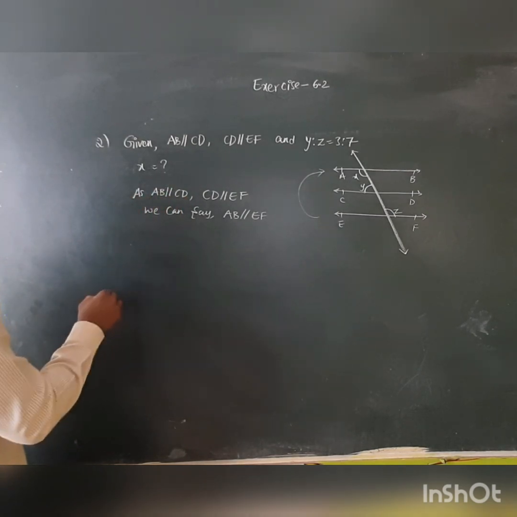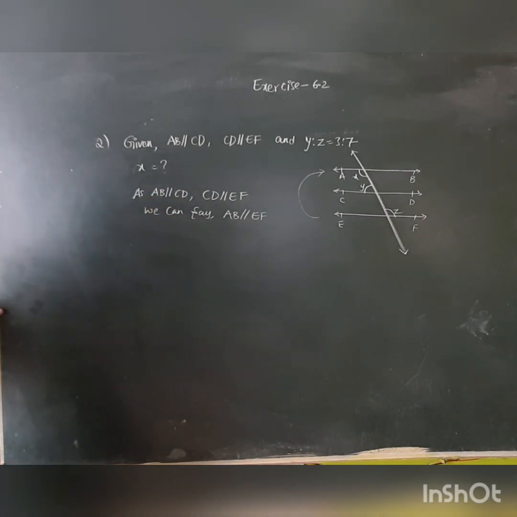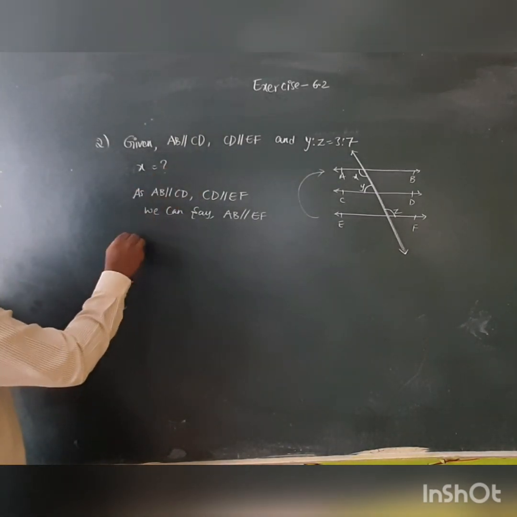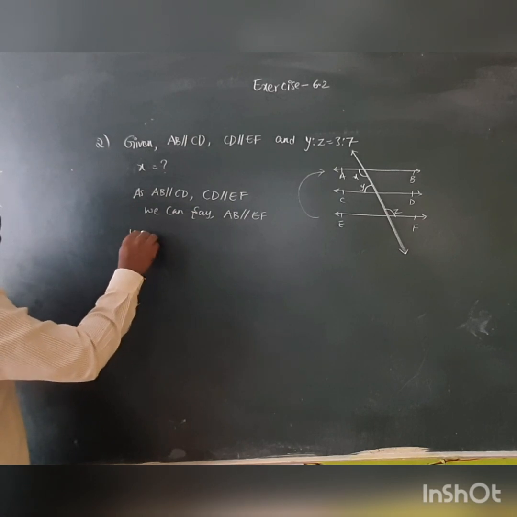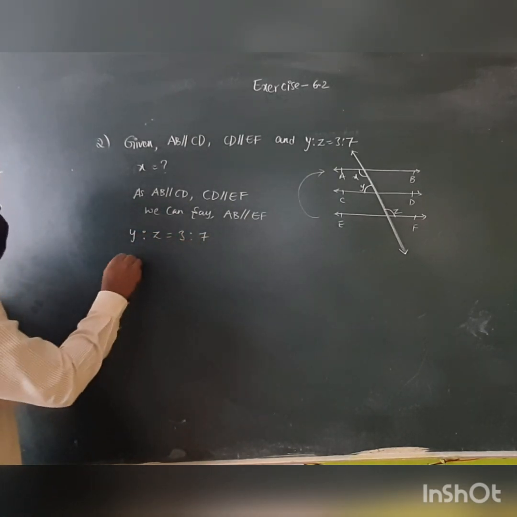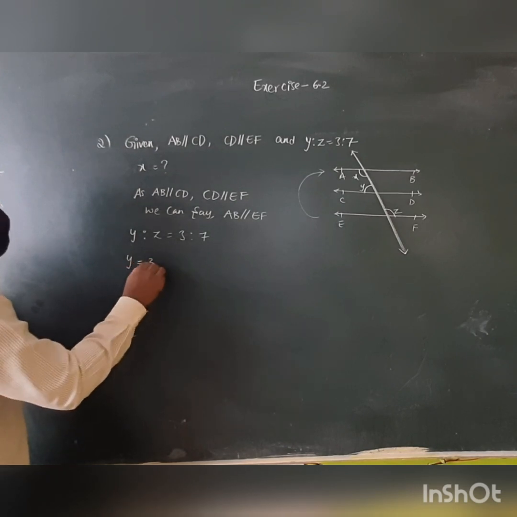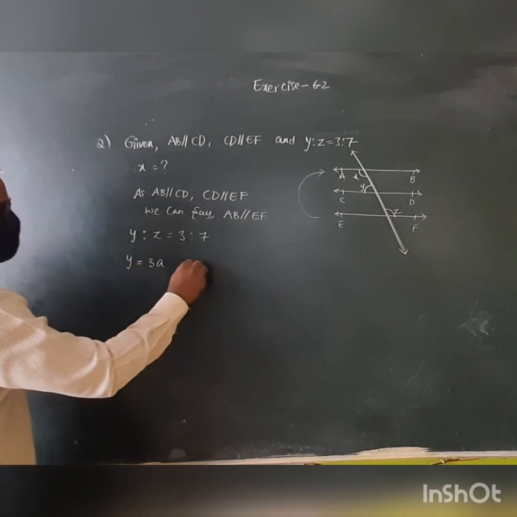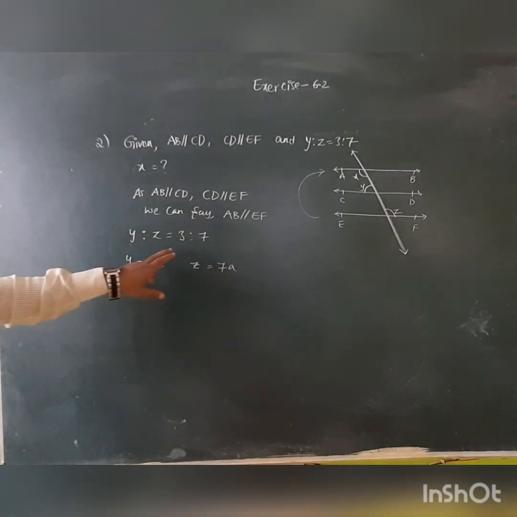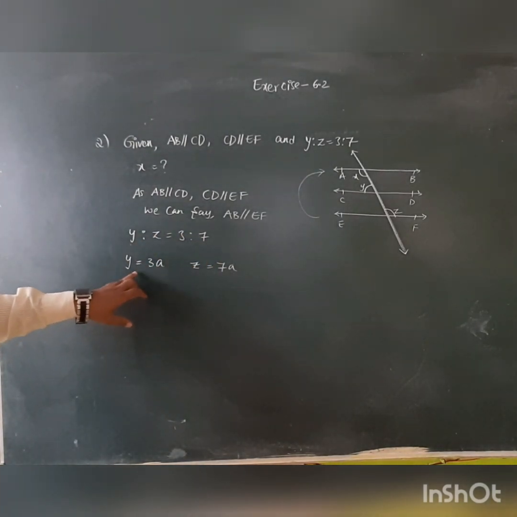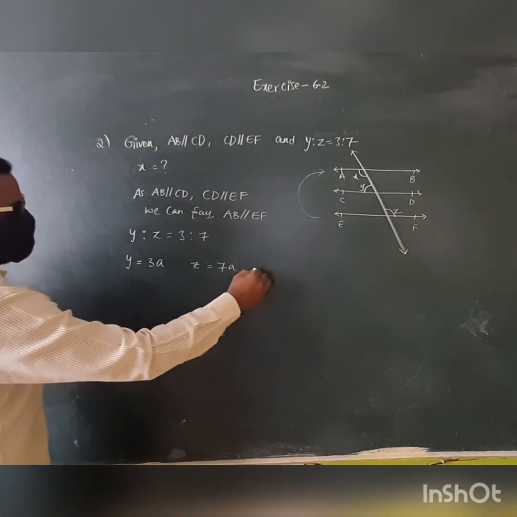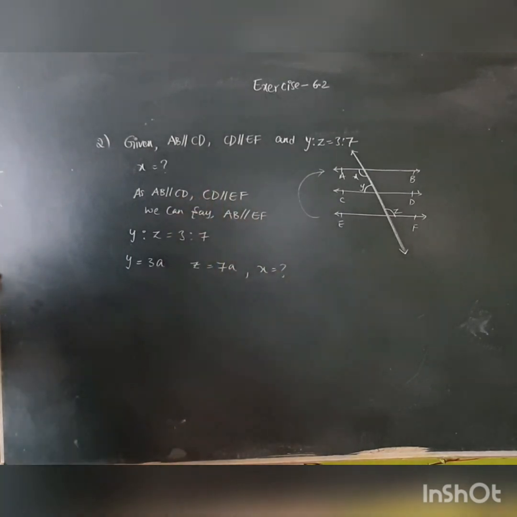And from the question itself, we can observe y is to z equal to 3 is to 7. So let us take some variables for the angles. Taking the y angle as 3a and the z angle as 7a, because the ratio given here is 3 is to 7, I am taking y equal to 3a, z equal to 7a. And here what we have to find is the x value.